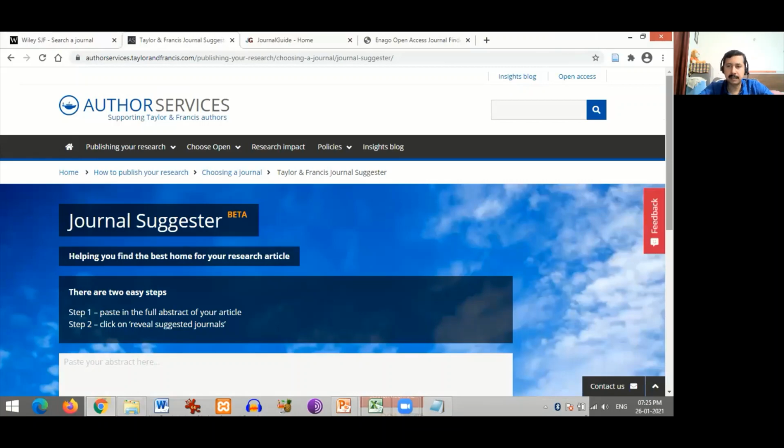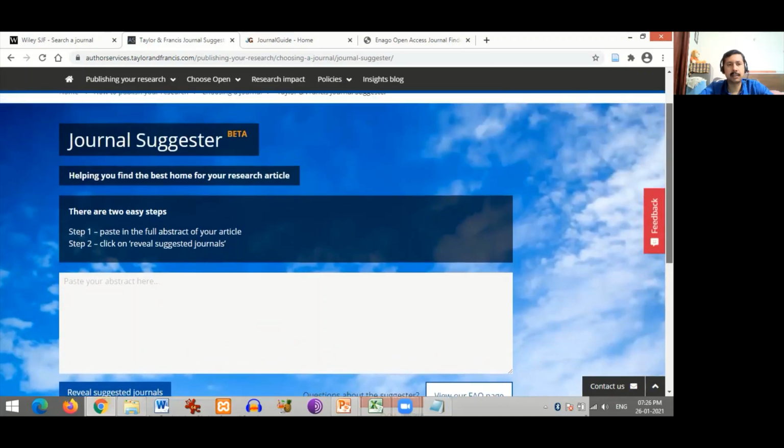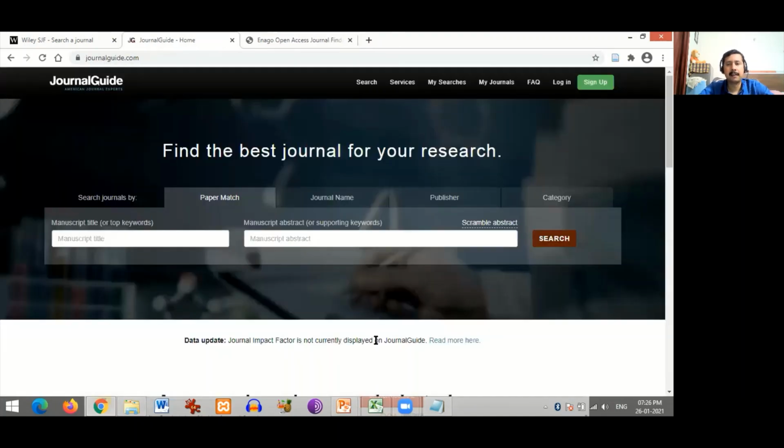Taylor and Francis has a similar service. Paste the abstract and click on reveal suggested journals to get Taylor and Francis journals best suited for your article. And a multi-publisher journal finder service is Journal Guide, which is provided by American Journal Experts. This can also be used by authors to find the best suited journals for their requirement.